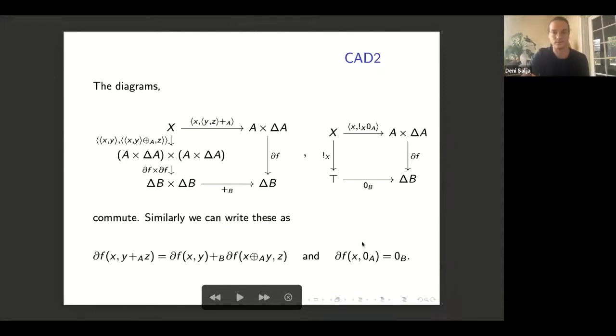And the other axiom is these 2 diagrams have to commute. And if you do the same thing with the notation, you should think about this as the derivative is almost linear, but there's this action here in the second component. And if you don't change anything, there should be no change in the image. So this is kind of like the derivative of a constant is 0.